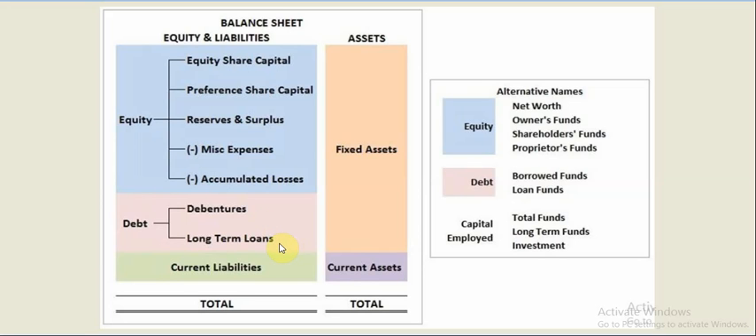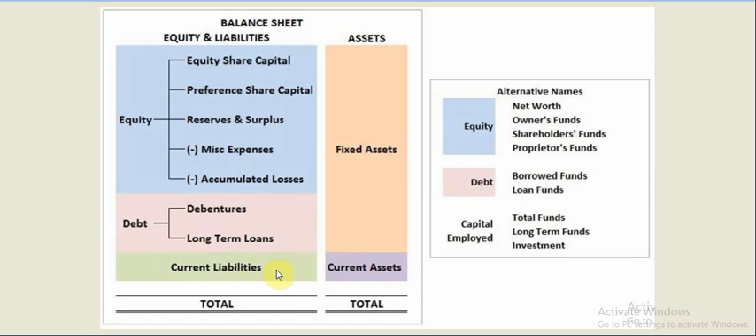Another way of calculating debt is total assets minus current liabilities minus equity. That way also you can calculate debt. So debts can also be called borrowed funds and loan funds. These are the other names we have for representing long-term debts. Next we will move to the next component, that is current liabilities. Current liabilities are liabilities that the company has for a short term, something that has to be paid within a short span of time.